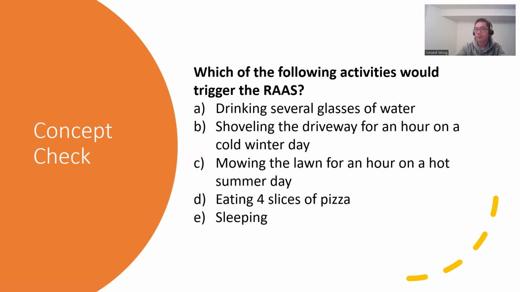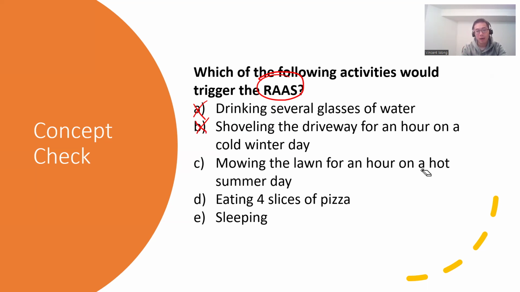All right. So we turn on the RAS when you have low blood pressure. Low blood pressure is brought on by blood loss or dehydration. So if you drink several glasses of water, that's not gonna trigger the RAS. Drinking water is not gonna make you dehydrated, right? Shoveling the driveway for an hour on a cold winter day. Sure, it's tiring, but you're not gonna be sweating too much, right? Because it's a cold winter day. So if you're not sweating too much, you're not gonna be dehydrated. Probably not gonna trigger the RAS.